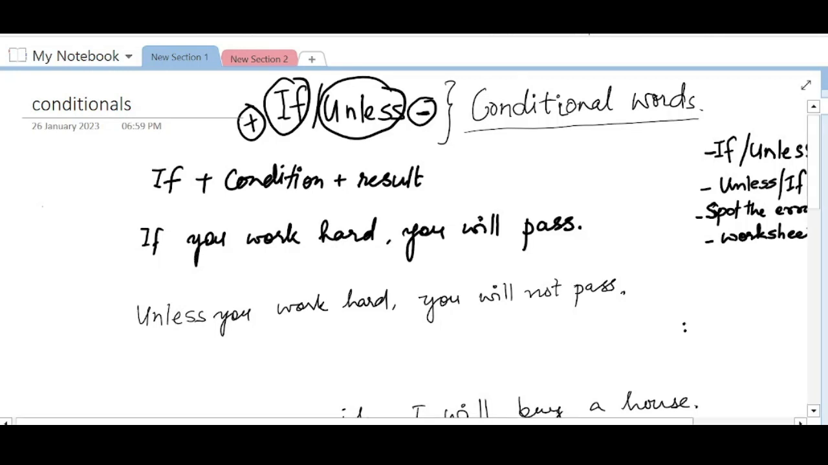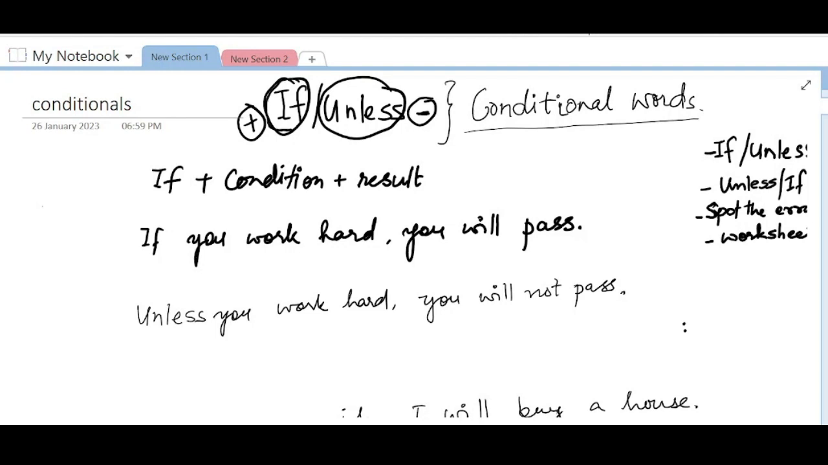Hello everyone. Today we are going to study conditional sentences. In that, especially, we are going to do unless and if: how to use if and how to use unless in different sentences, or how to interchange if and unless. Right. First of all, we need to understand if.